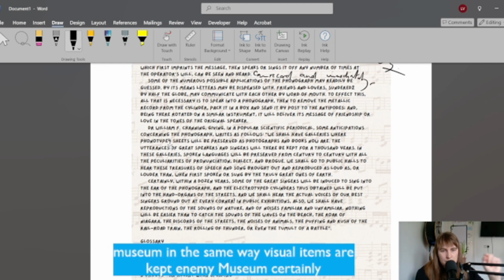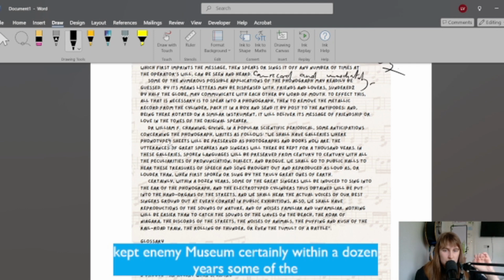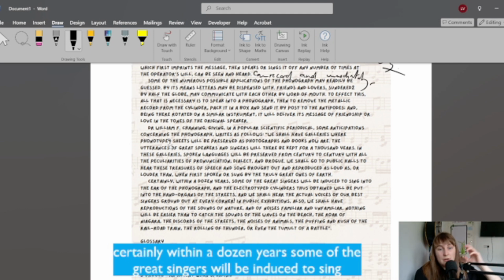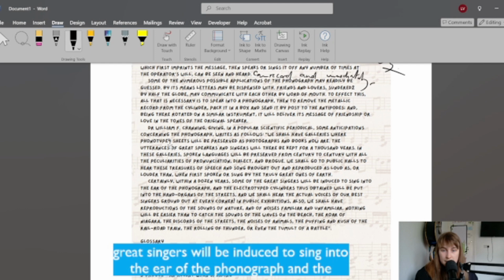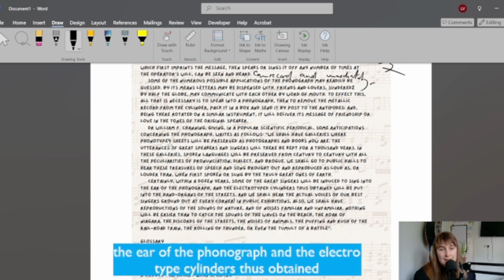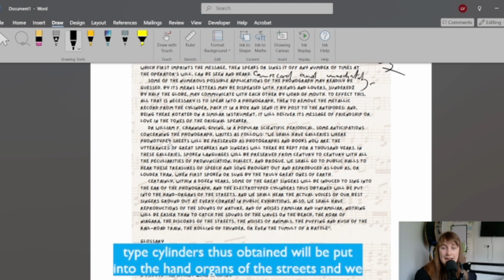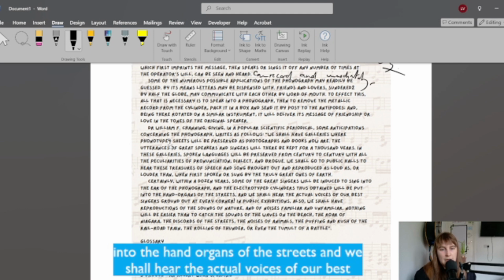Certainly, within a dozen years, some of the great singers will be induced to sing into the ear of the phonograph, and the electrotype cylinders thus obtained will be put into the hand organs of the streets, and we shall hear the actual voices of our best singers ground out at every corner.